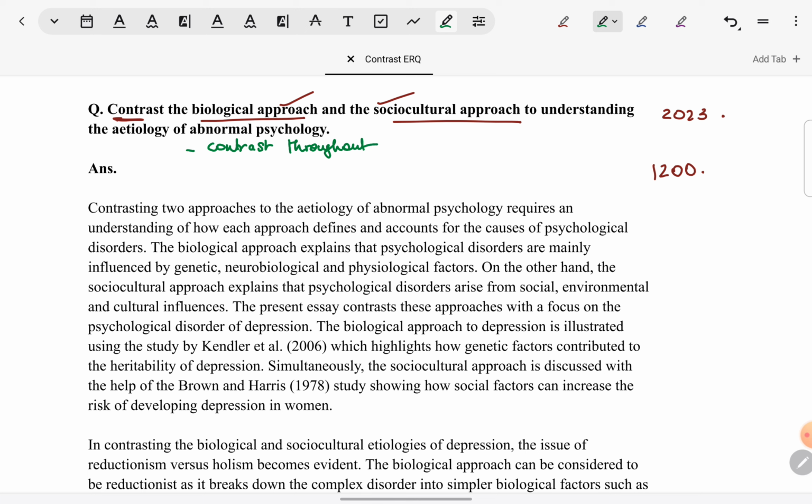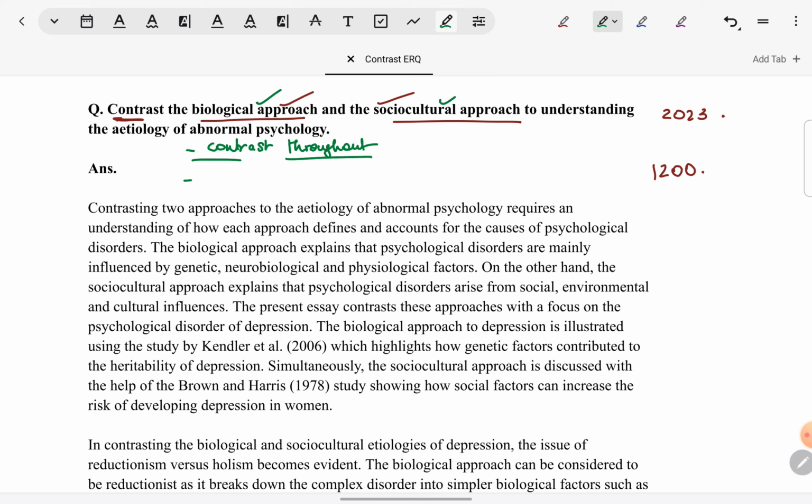We cannot contrast whatever 2 approaches are given only in the introduction or only in the conclusion, in the sense that we cannot structure the answer such that, say, the first half of the answer is entirely about the biological approach and the second is entirely about the sociocultural approach. That is not the way in which we write the answer. The answer has to be written in a way that every point that we are making is being contrasted between the 2 approaches. So make sure throughout the answer is totally focused on the command term.